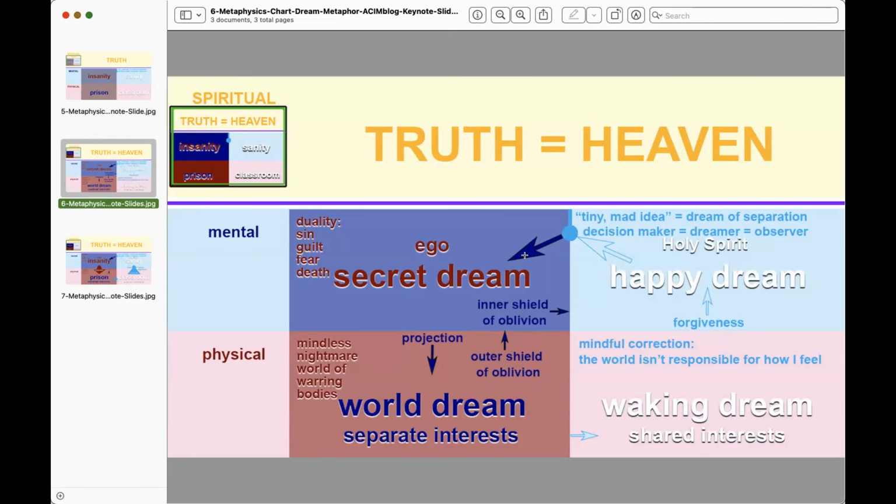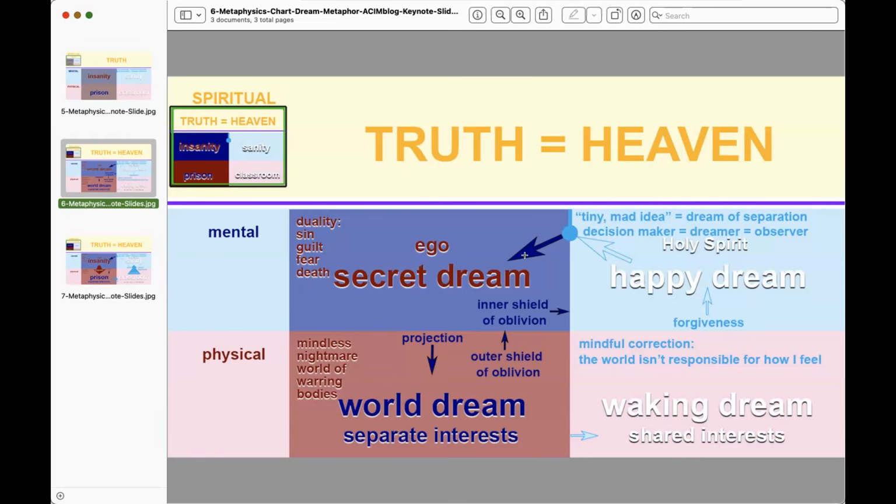So this morning's little quick forgiveness lesson was discovering a little baby scorpion crawling across the cat food dish that I quickly squashed. Anyway, but we're always projecting the things that we don't like about ourselves, that the self that we made up is then projected onto the world dream, which is the dream of separate interests.